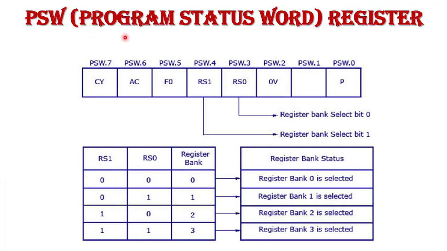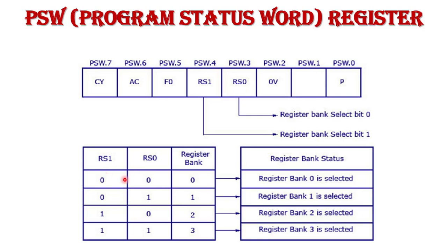Now this is the PSW flag register. This is the program status word register. Two bits of the program status word register are used for register bank selection. These bits are called PSW bit 4 and PSW bit 3. They stand for RS1 and RS0. These 2 bits are used as register bank selection bits. The combination of these 2 bits defines which register bank gets selected.